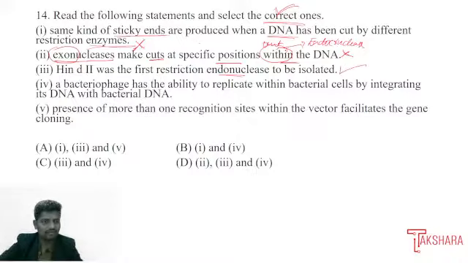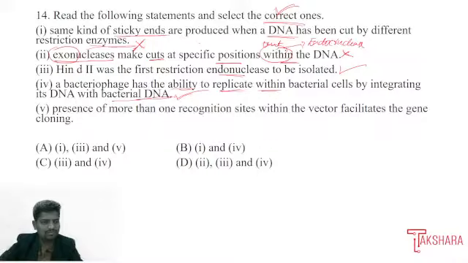And the fourth one: the bacteriophage has an ability to replicate within a bacterial cell by integrating its DNA with the bacterial DNA. So bacteriophages have the ability to undergo replication within the bacterial cell, and with the integrated manner of phage DNA and bacterial DNA, both will be integrated and they form a large number of replicas. So it is a correct statement too. So option 4 also will be correct.